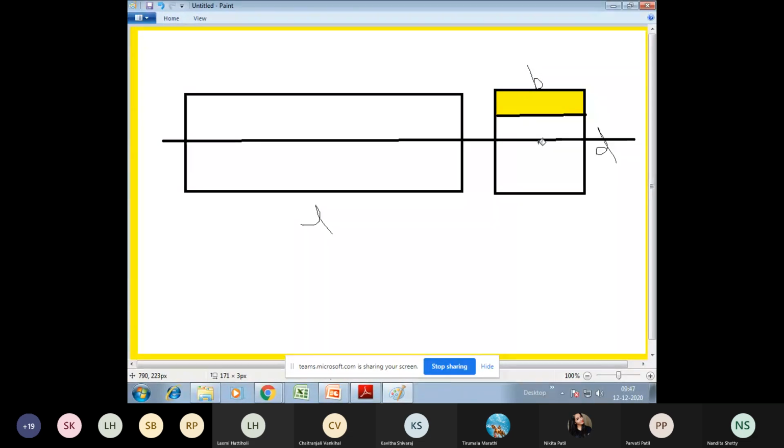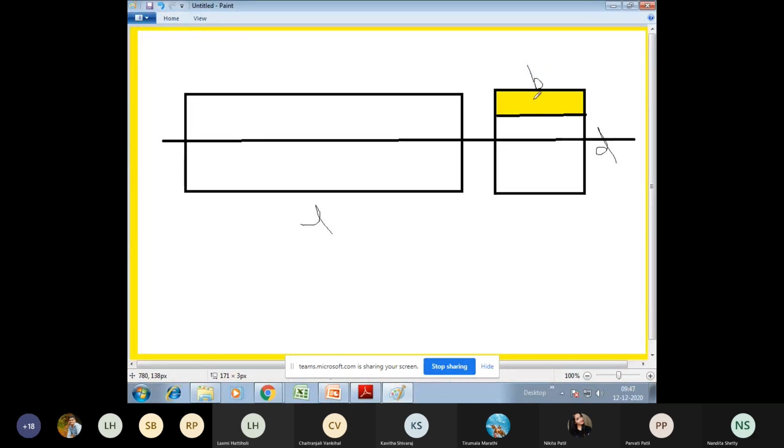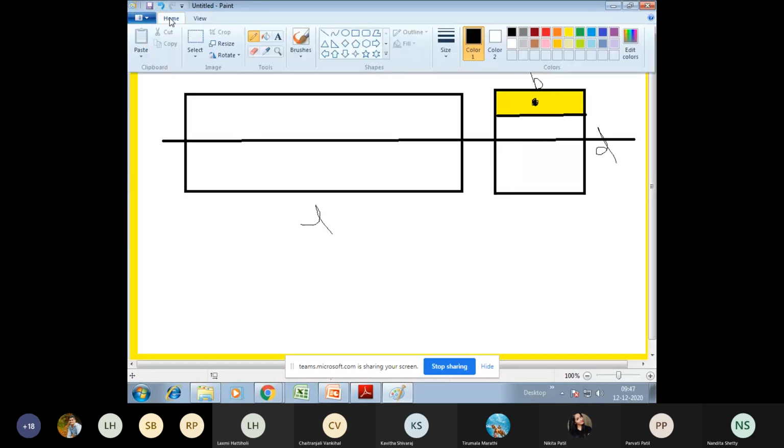Considered area, yellow color. Okay, I have made a shading with the help of yellow color filling. So this is my considered area. So now when I say that this is my considered area, you can easily calculate the CG of your considered area. Yes or no? Where is your CG of your considered area? This is the CG of your considered area. Am I correct? Yes.